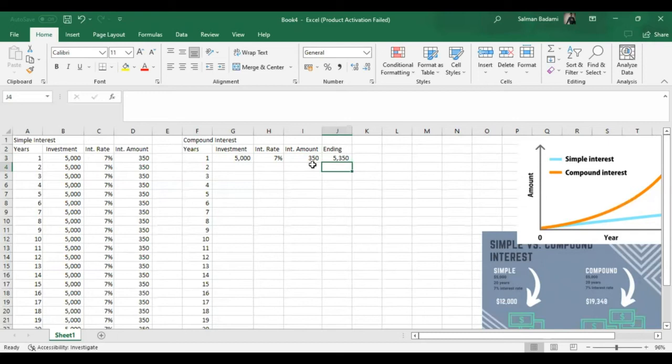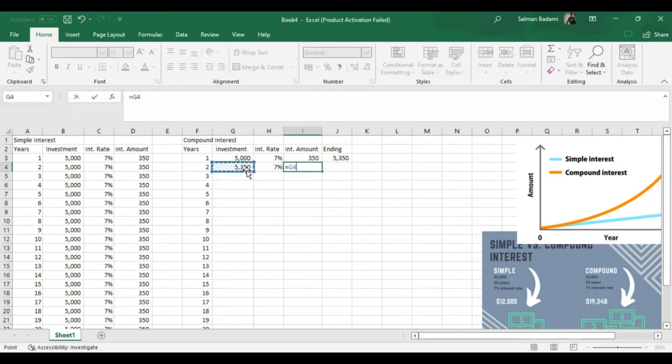Now, the turning point over here: in compound interest, we get interest on our last year's balance, or on our ending balance. We'll be getting next year's interest on our ending balance, which means for year two, we will be getting interest on our year one's ending balance. Year one's ending balance was 5,350, so we'll be getting the interest on 5,350. Let's solve it. How much are we getting? That is 374.50. So we are getting an interest of 375.